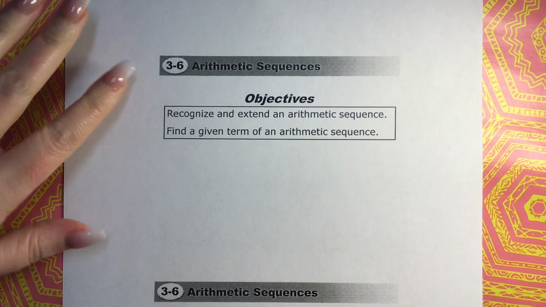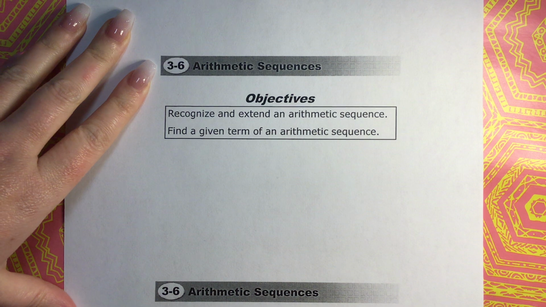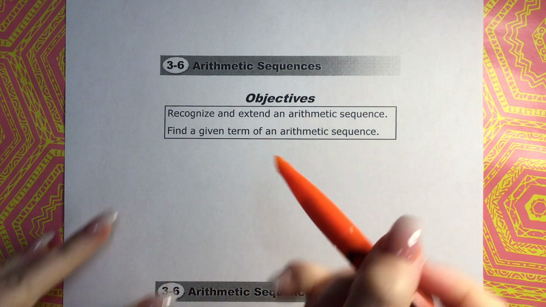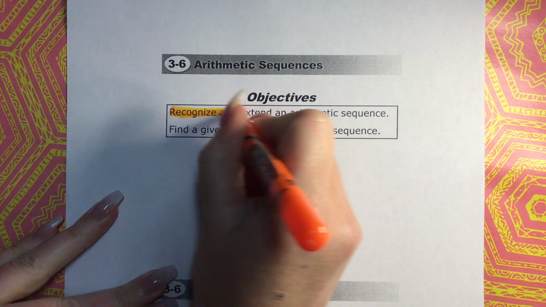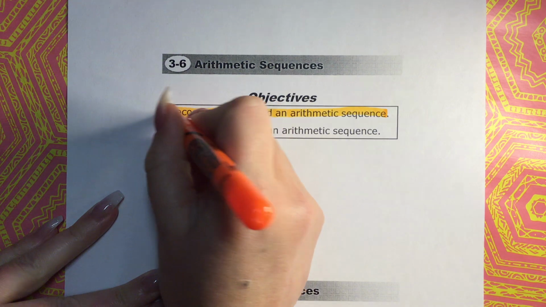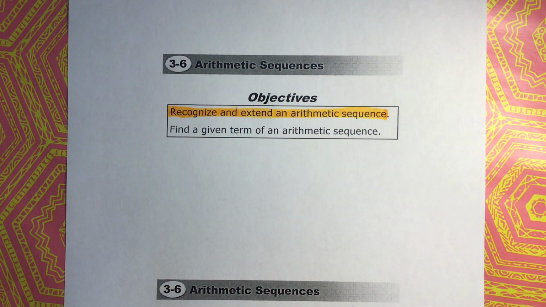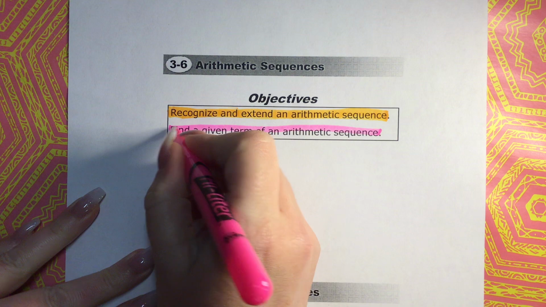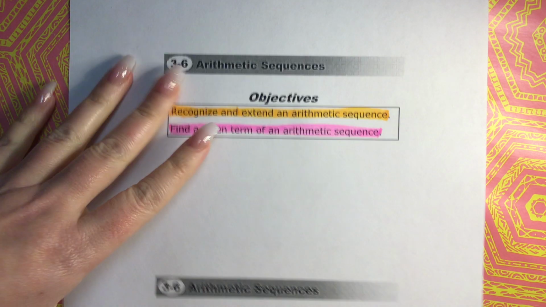And welcome back for Chapter 3, Lesson 6. Today we're going to be discussing the arithmetic sequence. So our objectives for today are to recognize and extend the arithmetic sequence, and then also to find a given term of the arithmetic sequence. Okay, let's go ahead and get started.